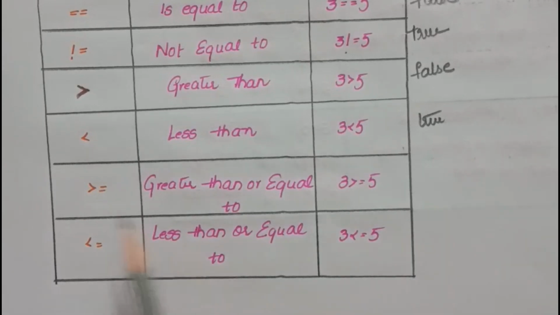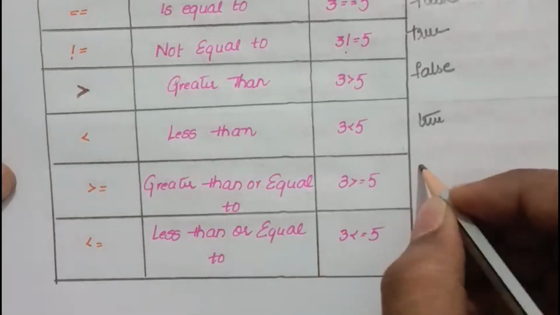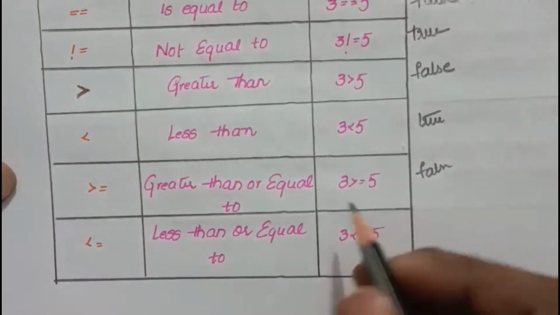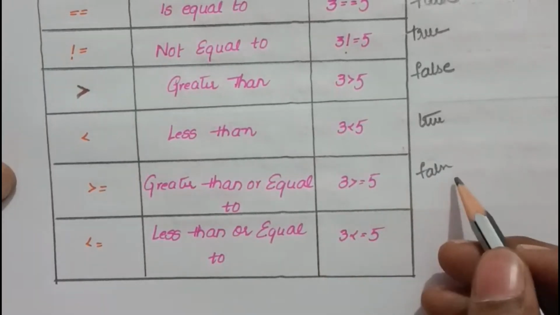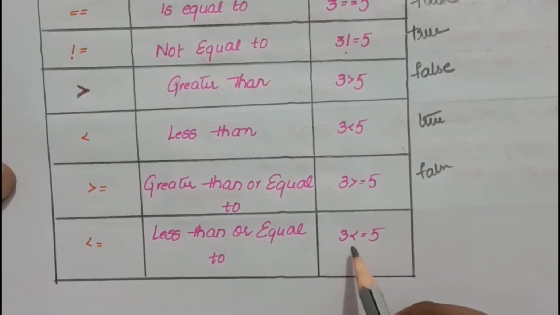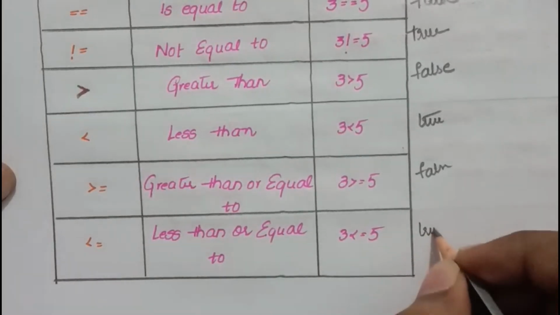Final two symbols: greater than or equals to and less than or equals to. 3 greater than or equals to 5? False. 3 is not greater than 5 nor is it equals to 5, so it returns false. Less than or equals to: 3 less than or equals to 5. 3 is not equals to 5 but 3 is less than 5, so it returns true.